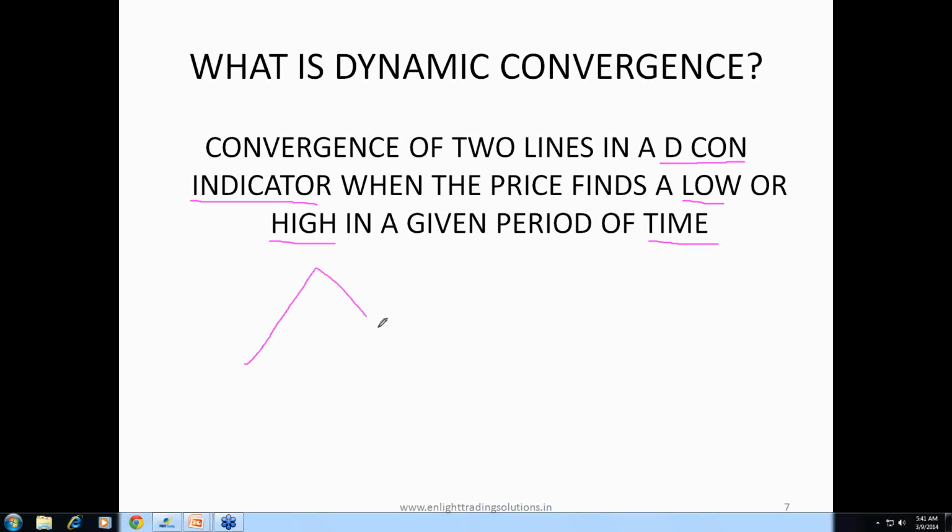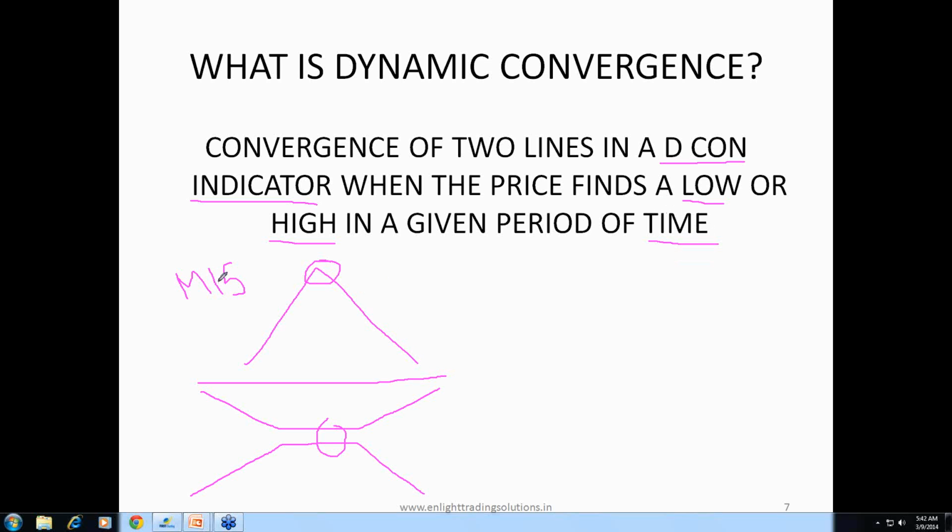the market makes a high, any market, any script. At the same time, in your DECON indicator, you find a convergence of two lines. It means this is the real high of the market. It is time to sell. This is called sell convergence. Suppose it is a minute 15 chart, that is a real high. This is a real selling opportunity for you.